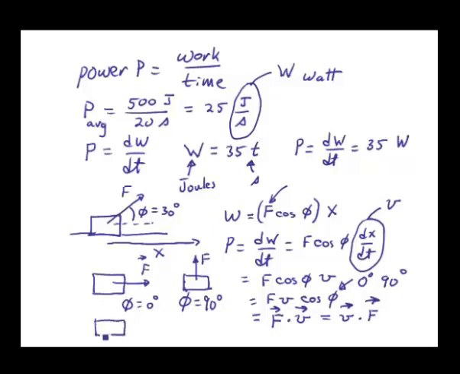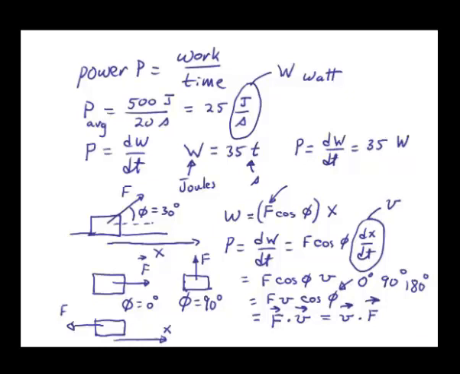And one more case: the block's still sliding to the right, but I'm pulling to the left. So the angle between the displacement vector, still x to the right, and the F vector, well, that's going to be 180 degrees. Can you see that when I put this in, I get -1? I will be removing energy from the block. I'll be making it go slower and slower. The power that I'm applying to the block is now a negative number because I'm taking energy away.